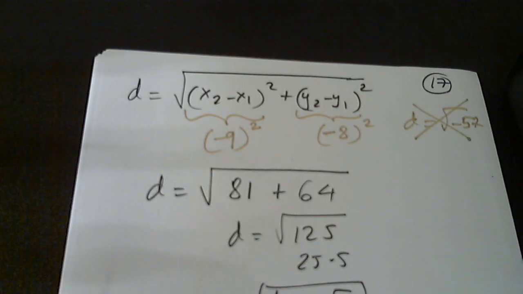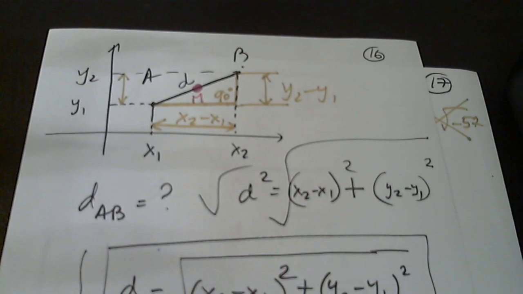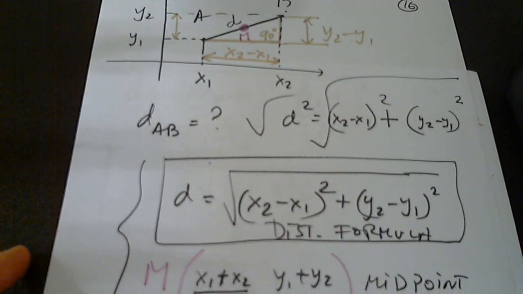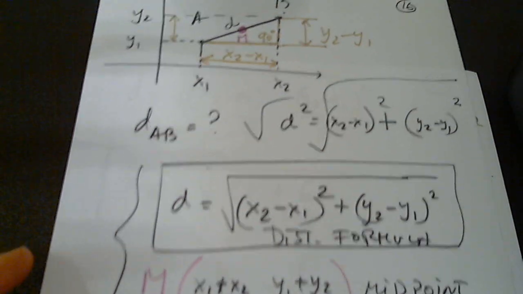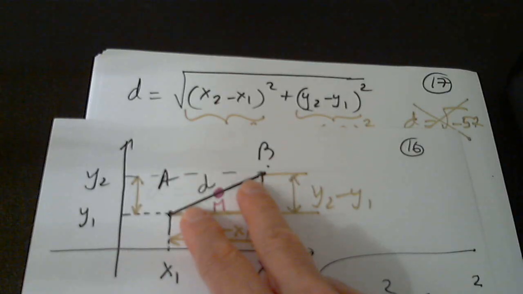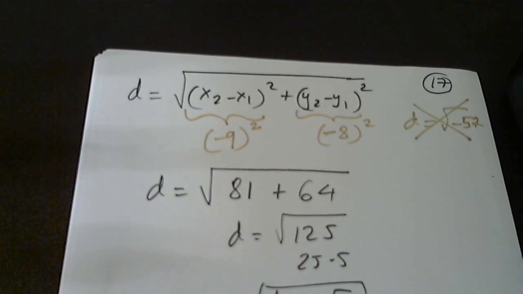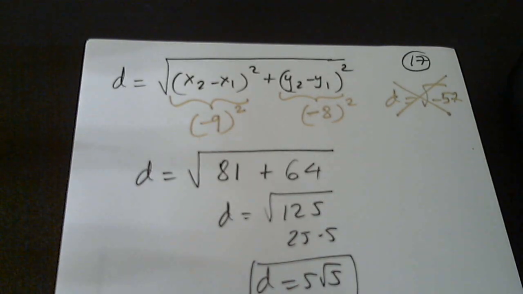Any questions on how to evaluate or calculate the distance between 2 points, and how to find the midpoint? The point that divides the segment into two equal pieces. That's the midpoint. Any questions on how to determine the distance and the midpoint?